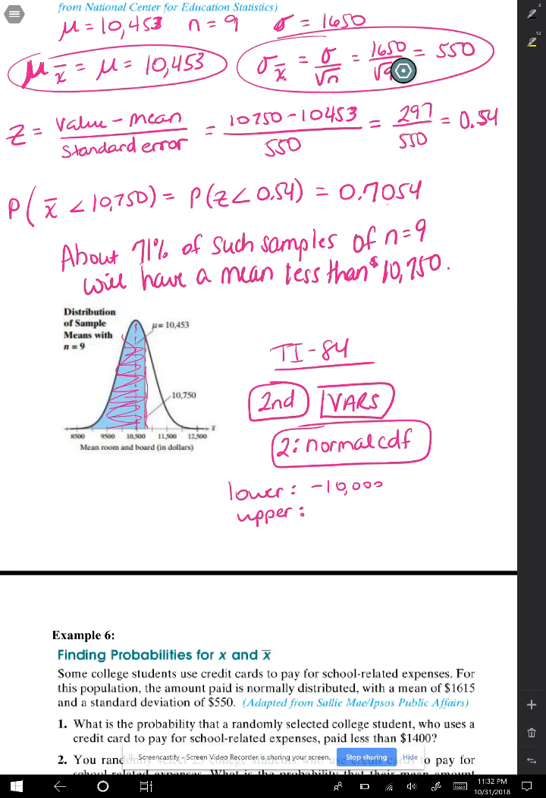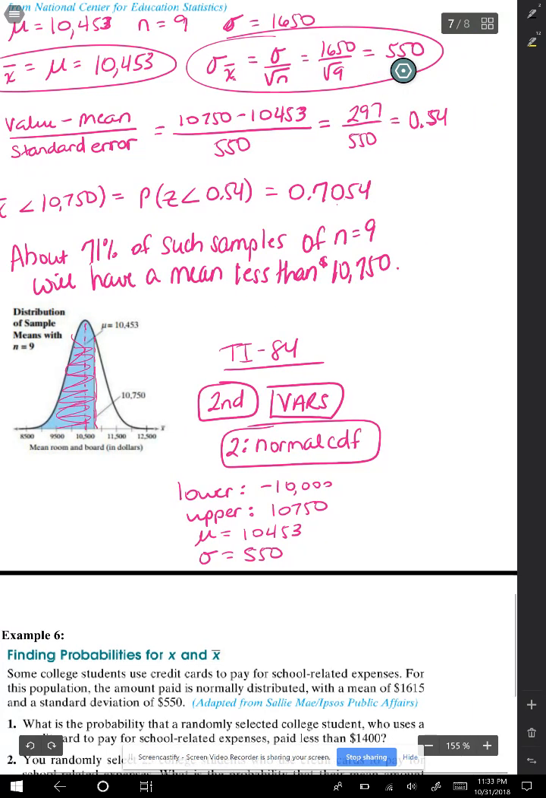From the original numbers, our upper limit was 10,750, and we had a mean of 10,453. So you would put those numbers in. And we have a standard deviation of 550. We calculate all of that, and it gives me 0.7054. So that's using the numbers from the problem without the z-score.